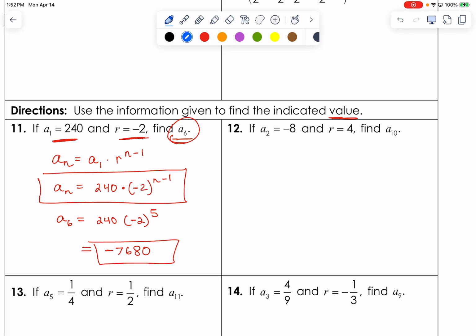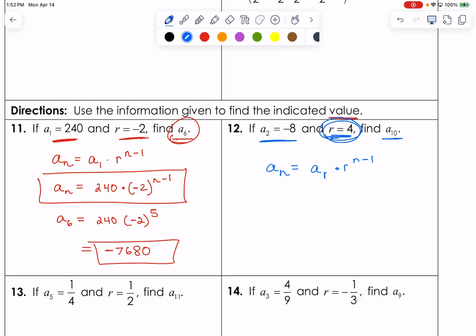All right, here we go. Now, little trick here. The next problem, you need to pay attention. I've got a sub 2 is equal to -8. They give you the common ratio as 4. You want to find a sub 10. To write the original equation for a geometric sequence, you need a sub 1 times r to the n minus 1 power. The problem is I don't have a sub 1, I have a sub 2, but I do know the common ratio. It's multiplied by 4.